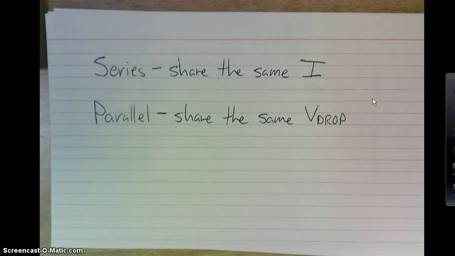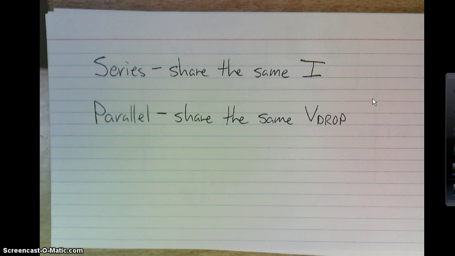Another thing that we need to keep in mind as we go through these problems is that resistors that are in series share the same current, and resistors that are in parallel will share the same voltage drop.